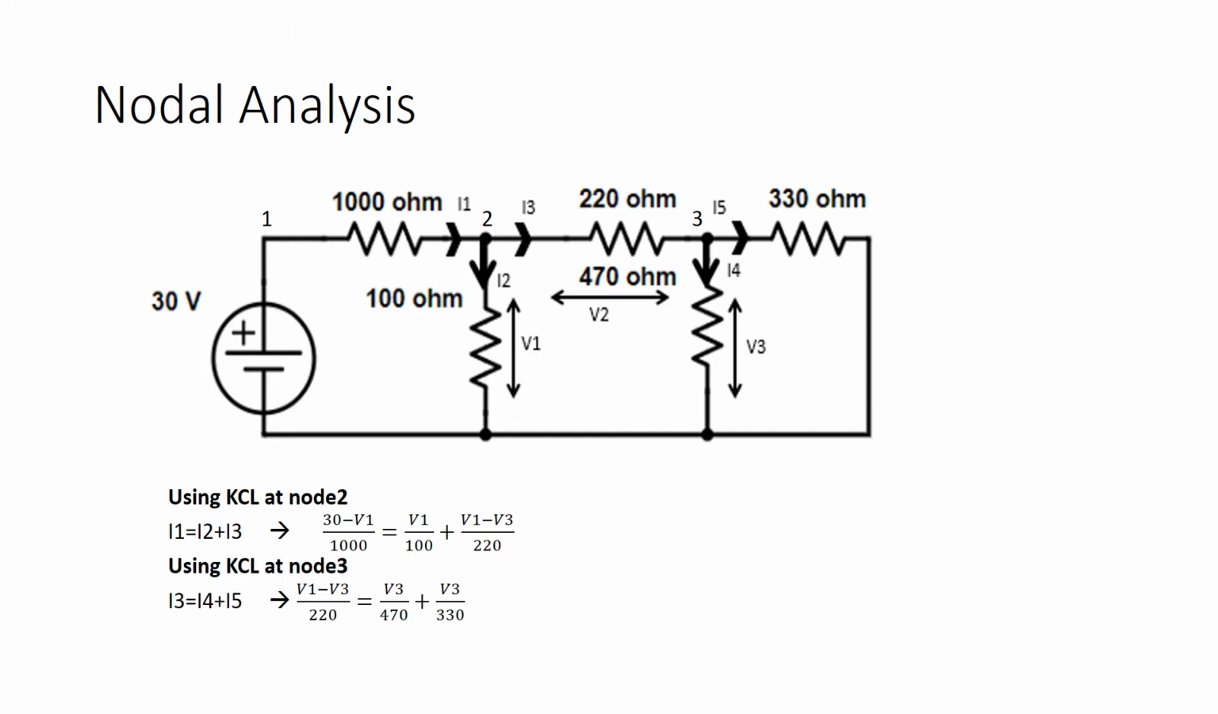So I3 is flowing through the 220 ohm. The voltage across it is node 2 minus node 3, that is V1 minus V3, divided by 220. Same for node 3, KCL of node 3: I3 equal to I4 plus I5. The same as the earlier equation, we write it as (V1 minus V3) by 220 is equal to V3 by 470 plus V3 by 330.